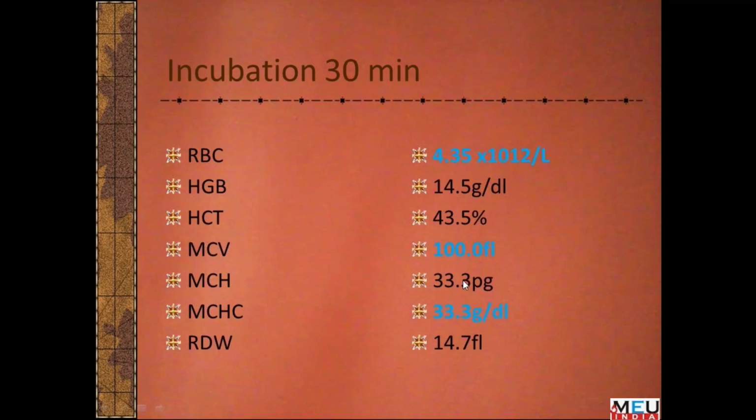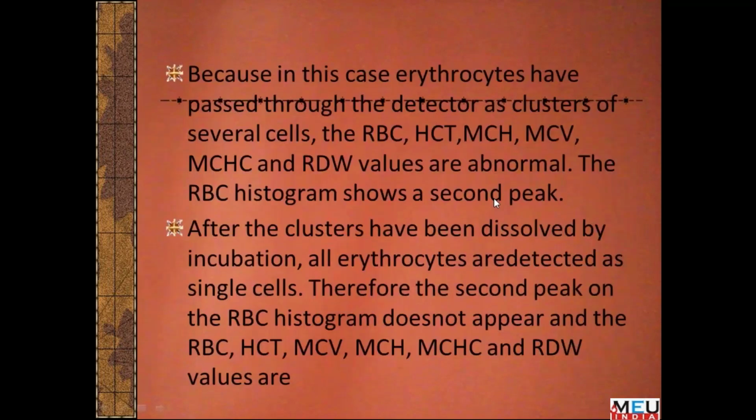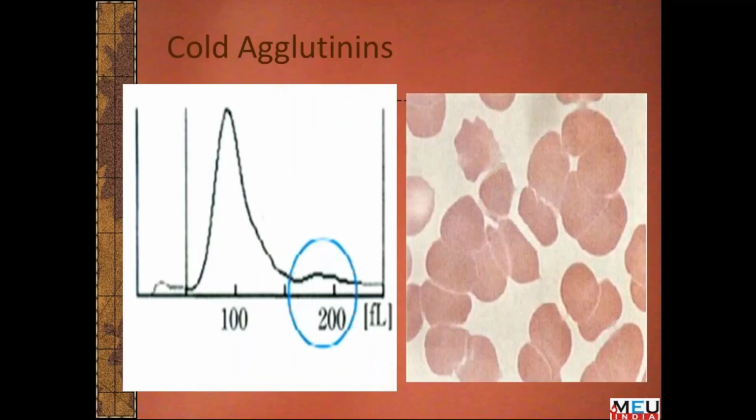This is the same slide. The RBCs have separated after just half an hour of incubation. So in this case, the RBCs pass through the detector as clusters of several cells. The RBC count, the hematocrit, MCH, and MCV are all abnormal. And the RBC histograms show second peaks, as in this case.